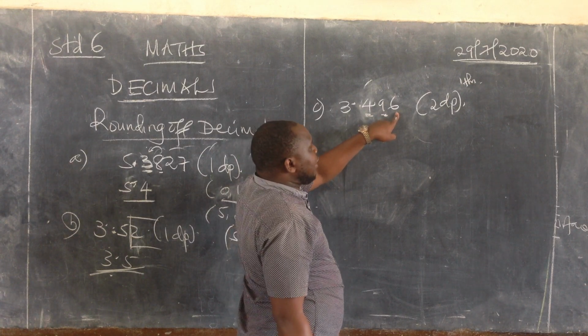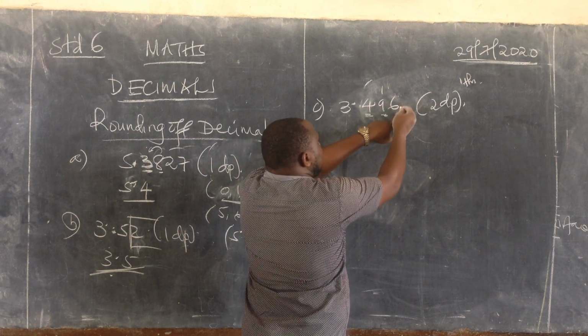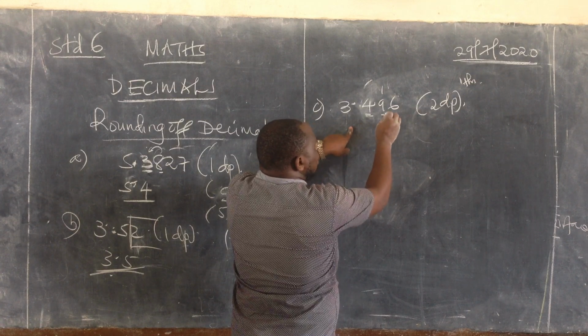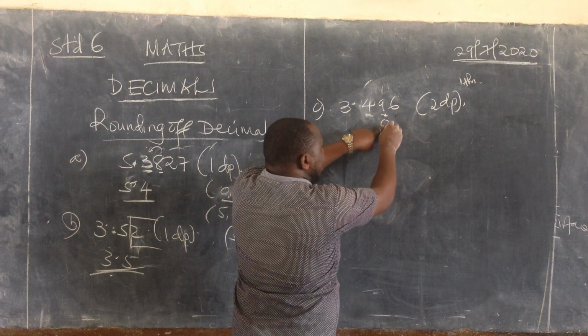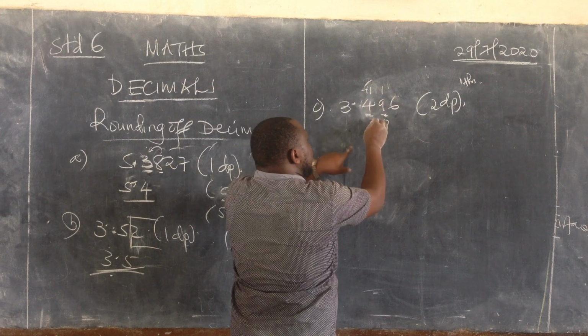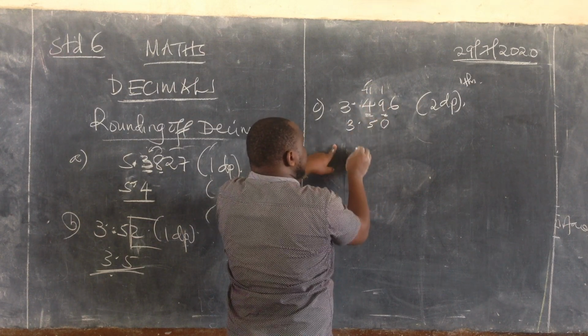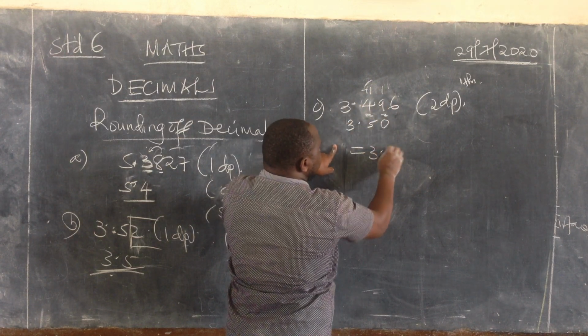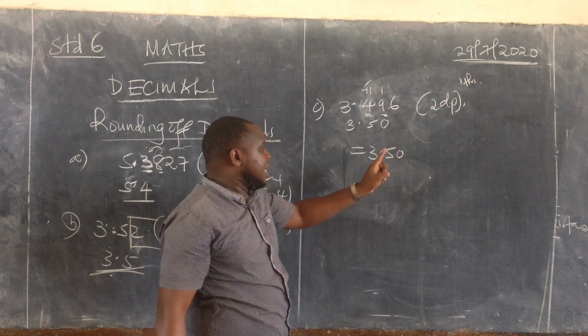If the third digit is more than 5, you add 1 here. This becomes 10. You don't write 10 here. Write 0, carry 1, plus 1 here again. You get 5, and then the decimal point. So your answer becomes 3.50. And don't write 3.5.